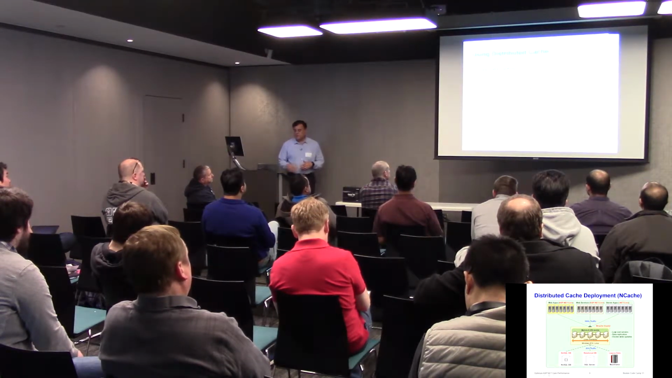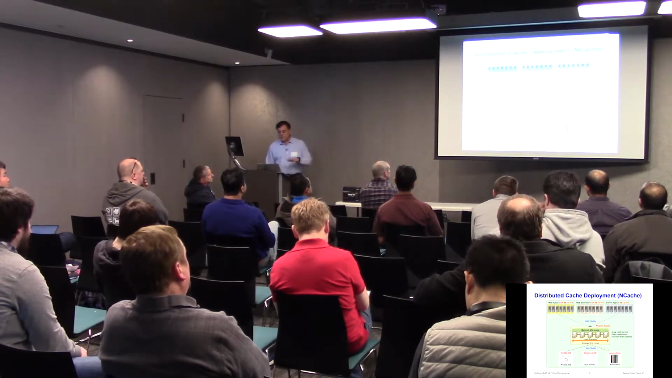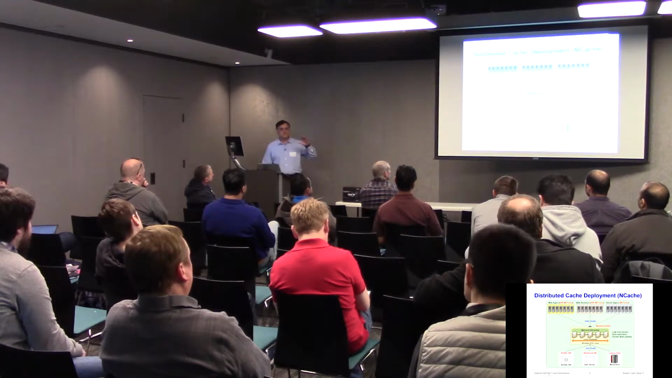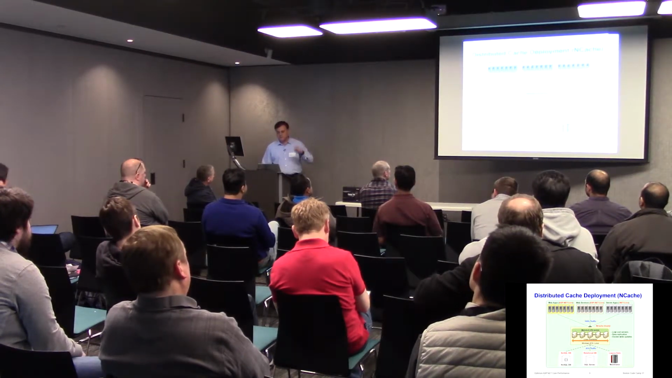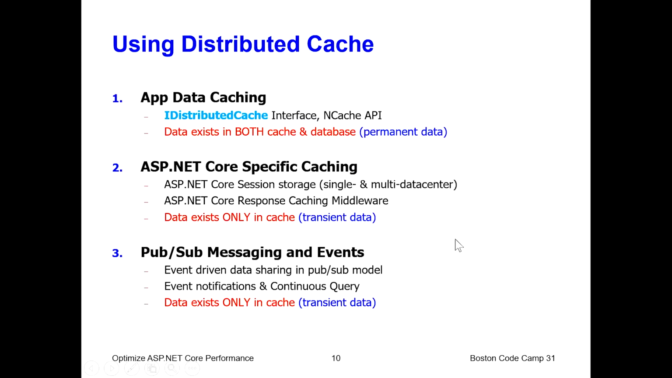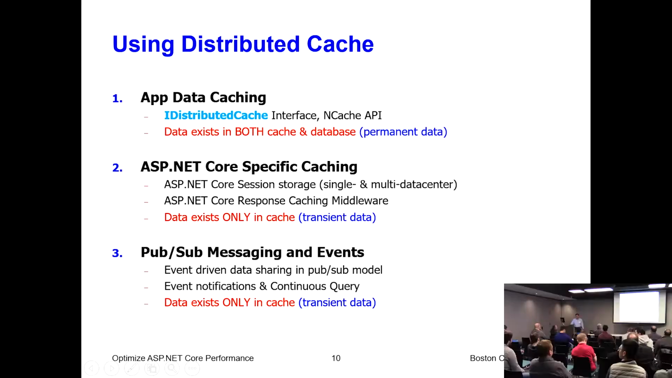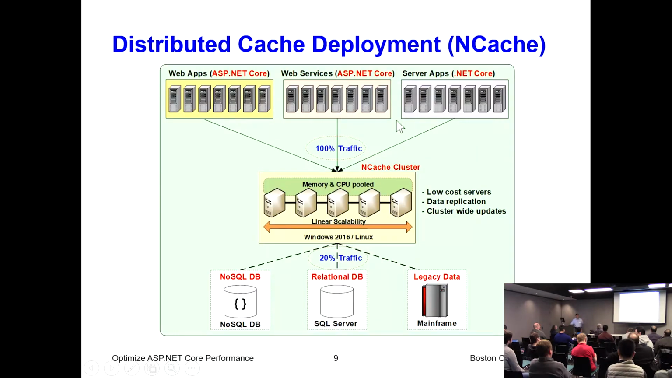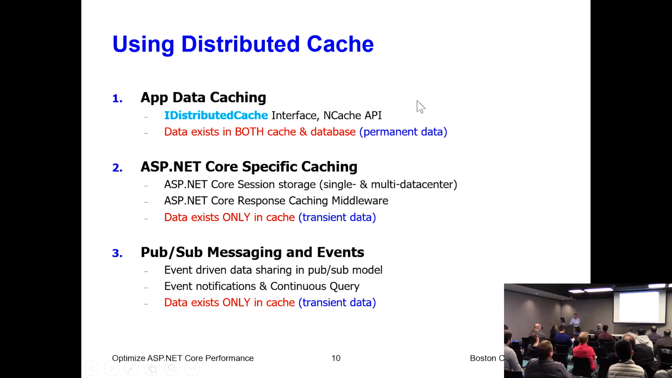So now that we've established that a distributed cache really is important, it gives you performance and scalability, let's go into how you use a distributed cache. There are three big technical use cases that you can use it for. Number one is application data caching. That's what I've been talking about so far, and I'll go into more detail about that soon.